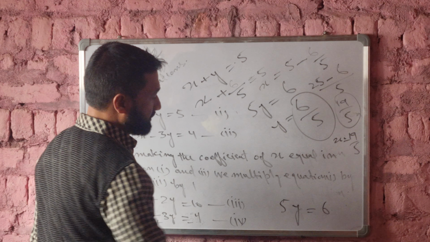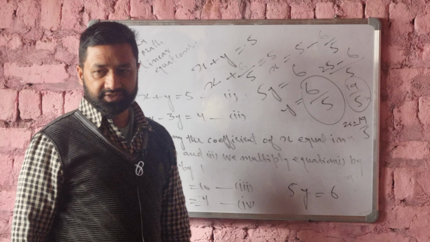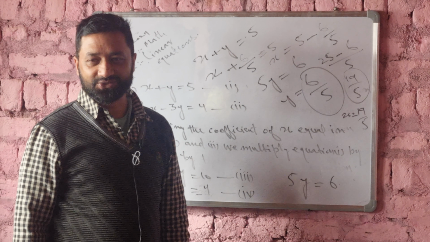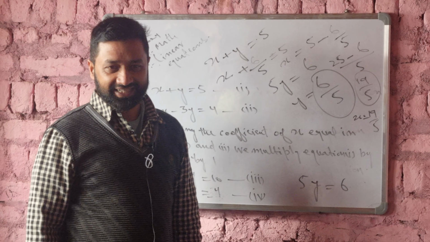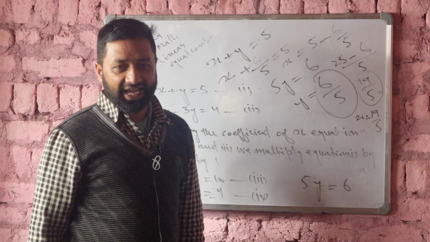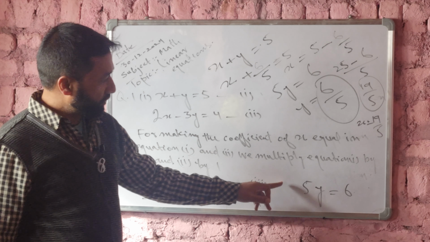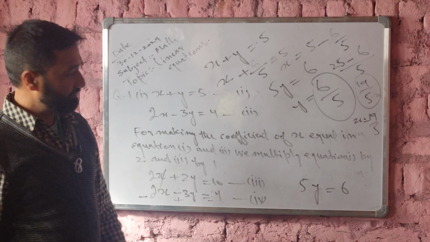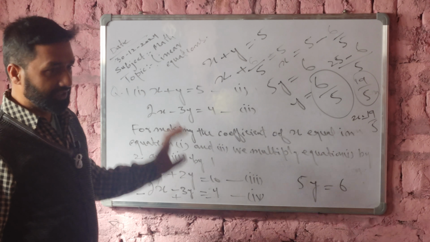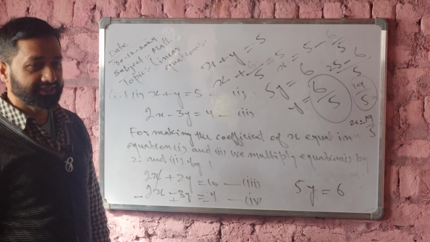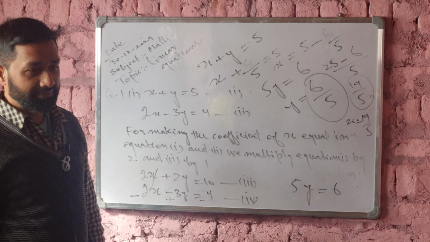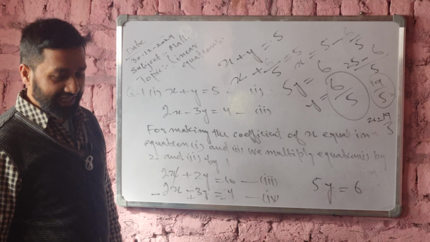y = 6/5. Thus we are able to find the values of x and y. Is that clear to you? Yes, sir. I think it is enough for the day, and tomorrow, by the grace of Almighty Allah, we shall solve the same pair of linear equations by using the substitution method. Okay? Yes, sir. Have a nice time.